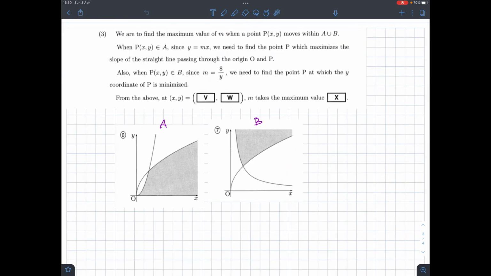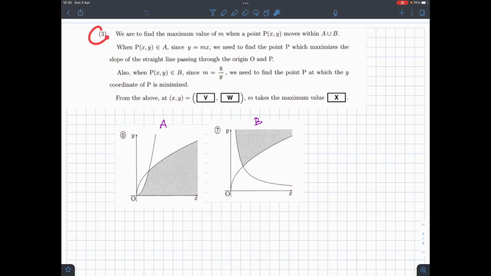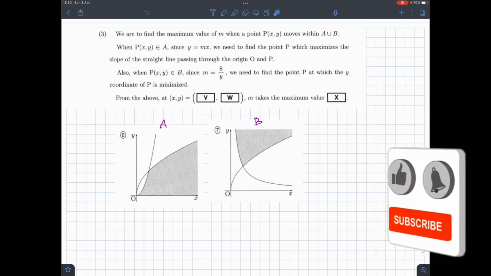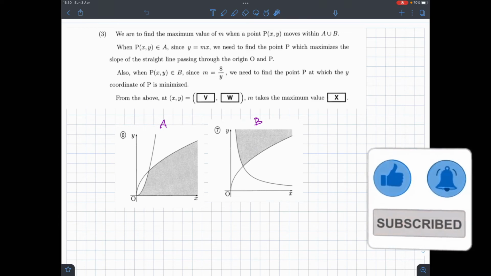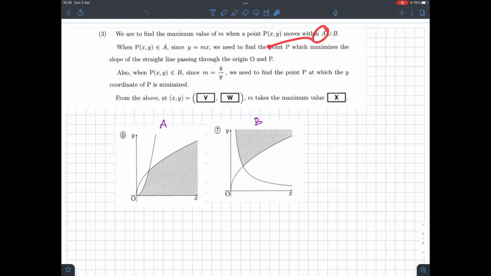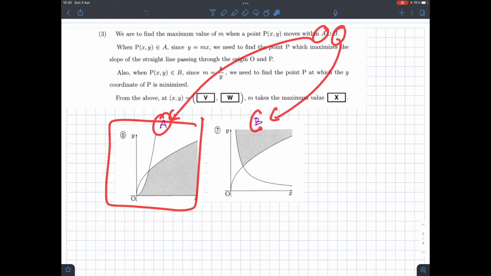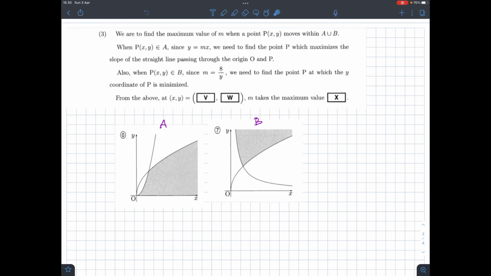Okay, let's continue the last part, part 3. From the previous part we got the answer for region A, which is this one, O, and for B it should be this one, number 7. So O and 7. Okay, let's read the instruction.